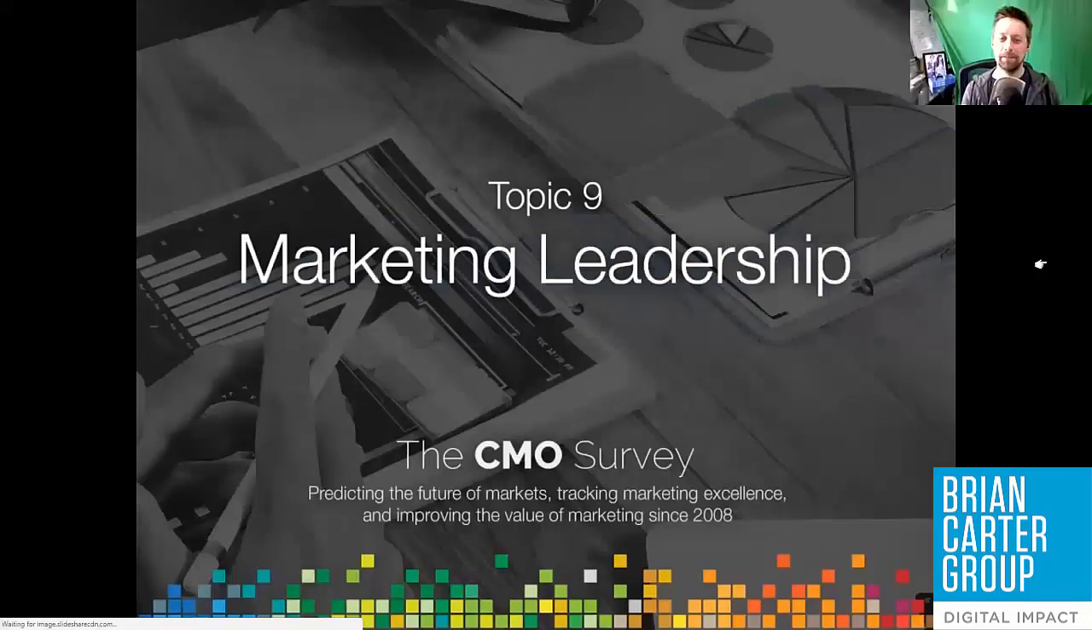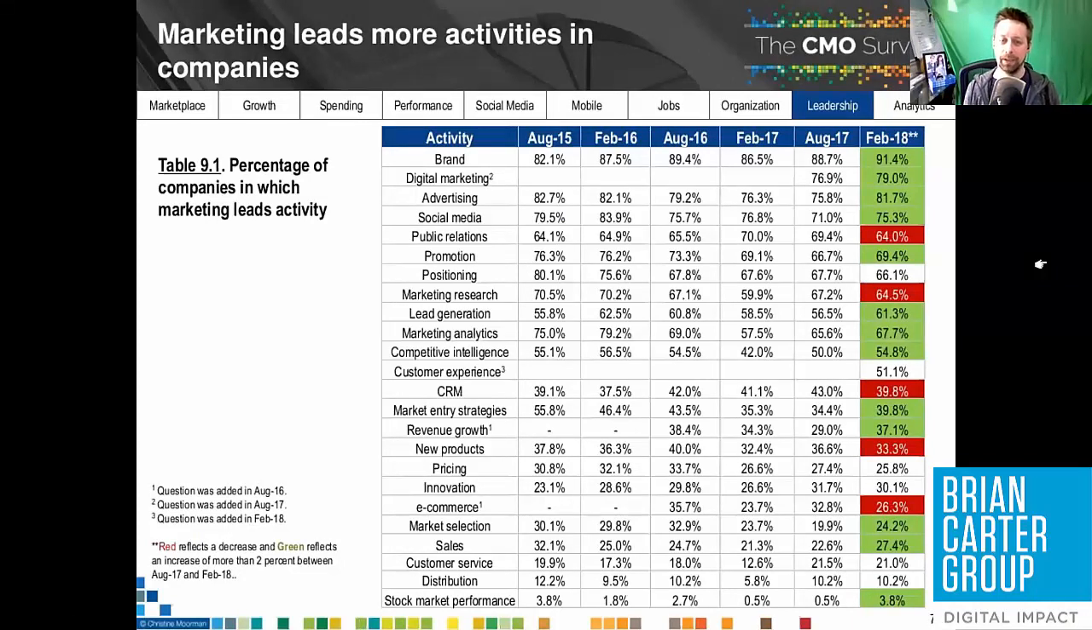Marketing leadership. Marketing leads more activities in companies. Percentage of companies in which marketing leads activity. So, interesting. I wonder how they measure activity. Pricing, innovation, e-commerce. There's other things in here. So we've got branding, digital marketing, advertising, social media, public relations, promotion, positioning, marketing research, lead generation. I mean, in reality, there's a lot of overlap with some of these things. Right. Marketing analytics, competitive intelligence.